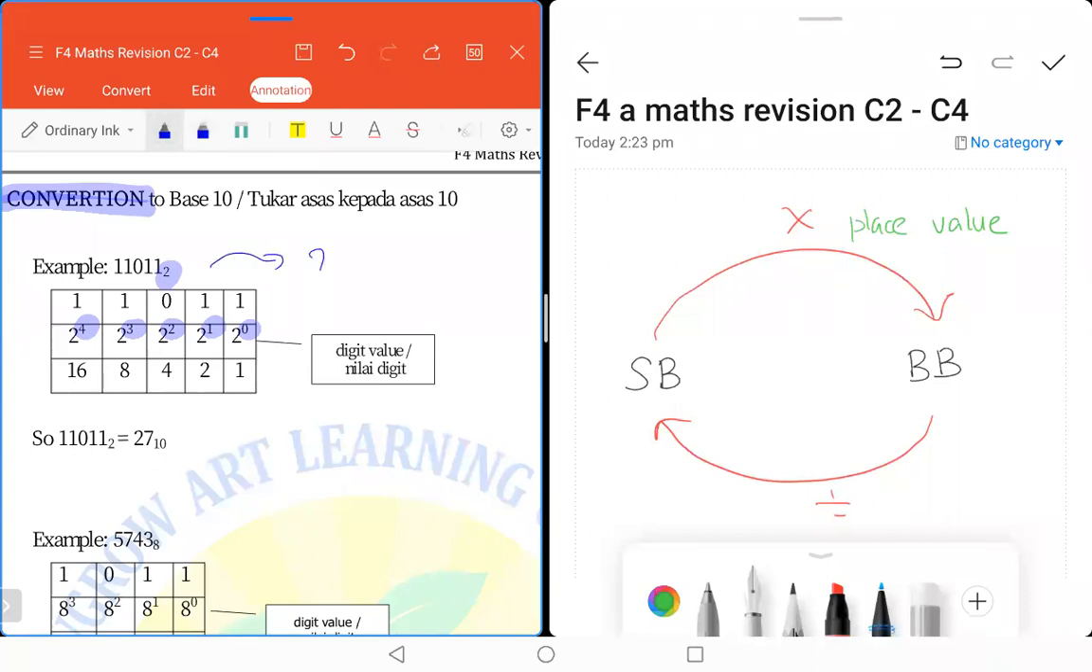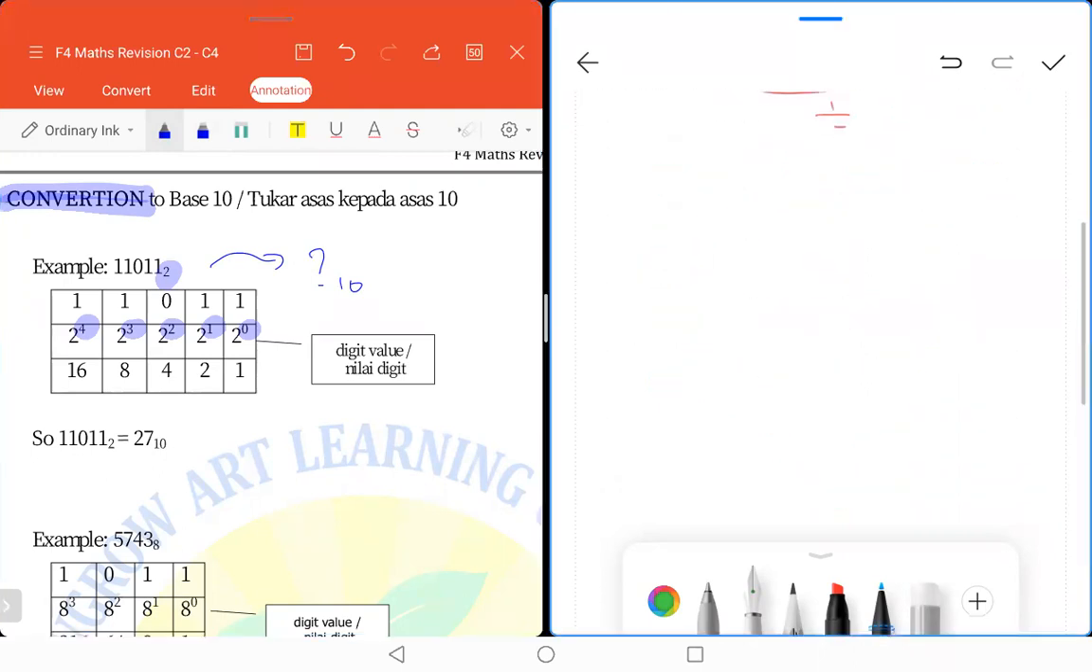Convert to base 10. Small to big, so we multiply. Okay, so we drag down first. Let me write here: 1, 1, 0, 1, 1 in base 2. So you drag down. Since this is base 2, we start with 2 power 0, 2 power 1, 2 power 2, 2 cube, 2 power 4. Okay, so follow the arrow, you multiply only.